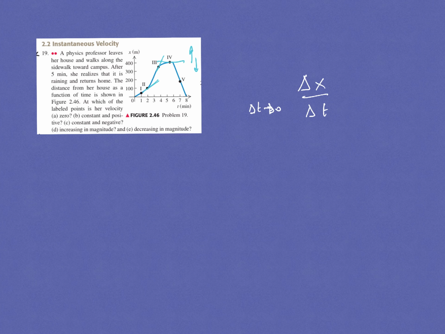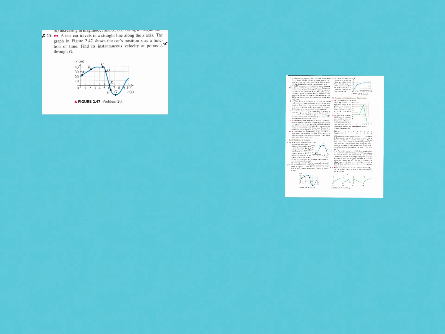Now the slope decreases, so from 3 to 4 the slope decreases, so the velocity decreases. Decreasing in magnitude: from 4, where the velocity is 0, to t equals 8, it is decreasing in magnitude, because the slope of the graph x of t is negative in this portion. I hope it's clear.